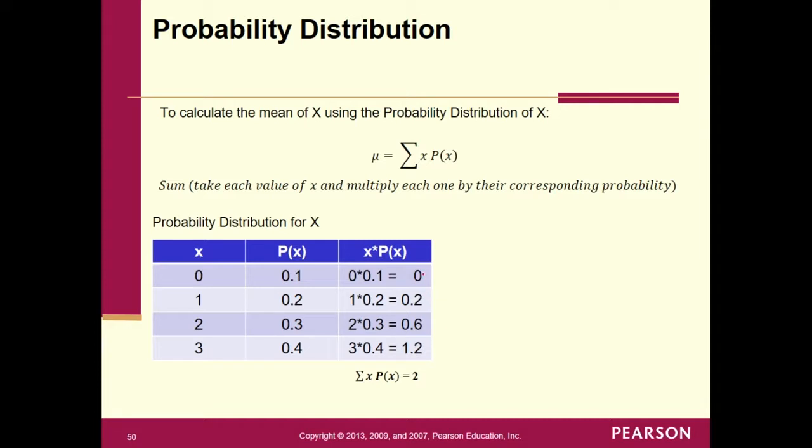So if you add up 0 plus 0.2 plus 0.6, that's 0.8, plus another 1.2, you get 2. This is mu, the mean of x. Again, this is the formula to use when you are trying to figure out the mean of x, but you are not given the raw data. You are given the probability distribution of x.